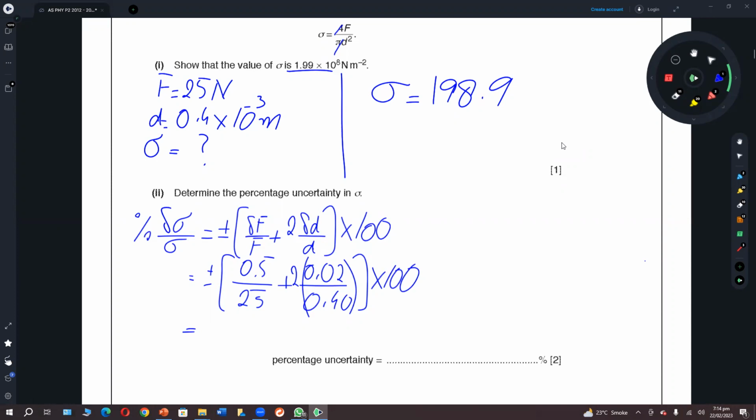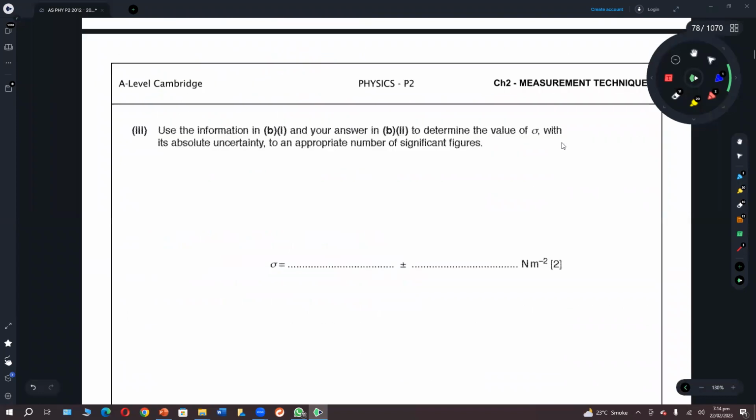It is coming as 12%. Okay, I think it looks fine. But after that, use the information in B part 1 and your answer in B part 2 to determine the value of sigma with its absolute uncertainty to an appropriate number of sig fig.